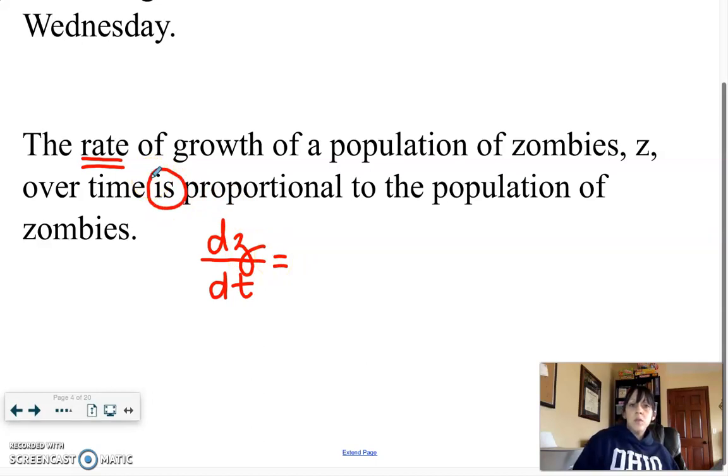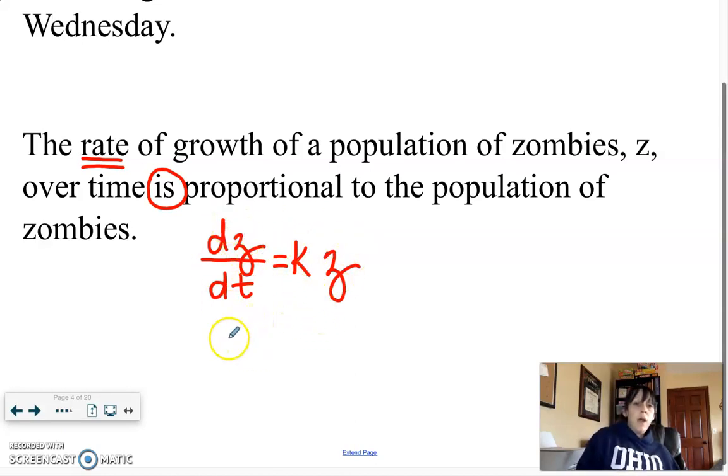Is means equals, and then proportional to the population of zombies. Well, the population of zombies was the letter z, and proportional to just means there's some kind of constant value that would be multiplying that unknown. So this would be our differential equation.